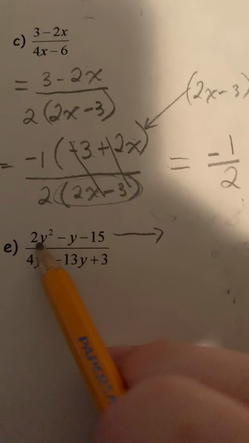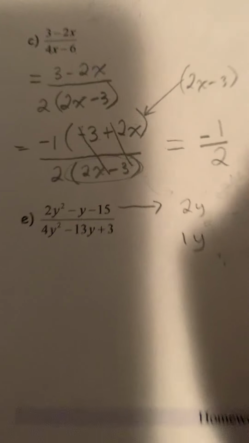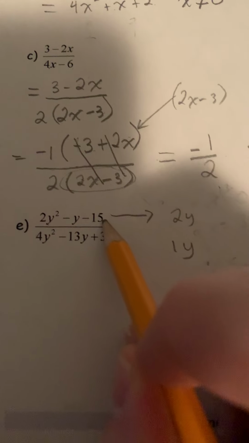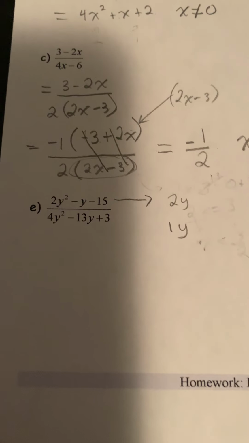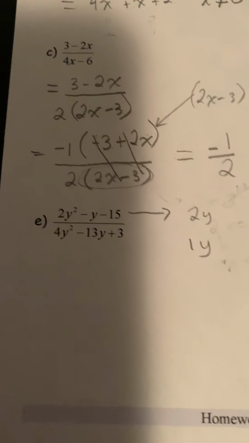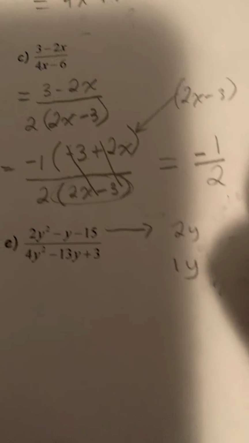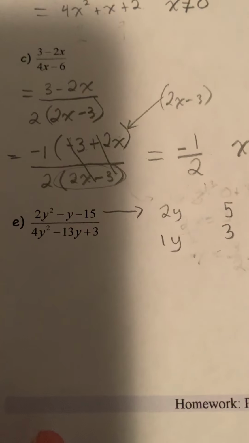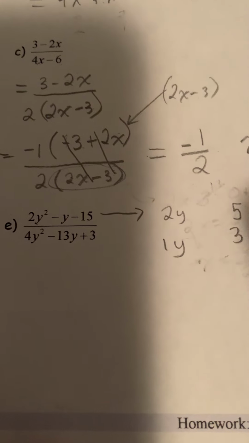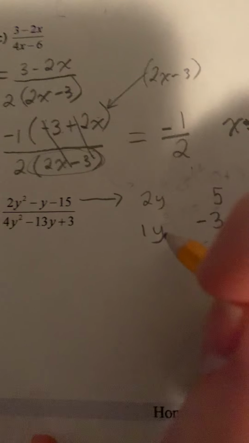So we're going to break down 2y squared, so 2y and 1y, and then we're going to break down negative 15. So negative 15 would be 5 and 3, but one of them has to be negative, and we have to get to a negative 1. Okay, so I'm going to make the 3 negative.